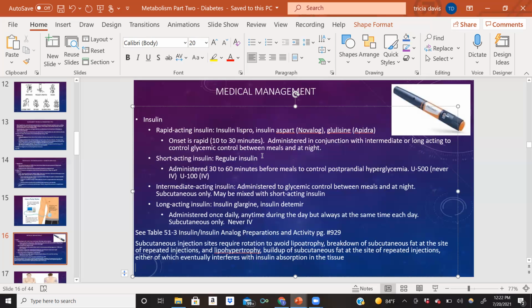You should go to page 929 in your book and read table 51.3. It talks about insulin and the analog preparations. That would be good for you guys to know.